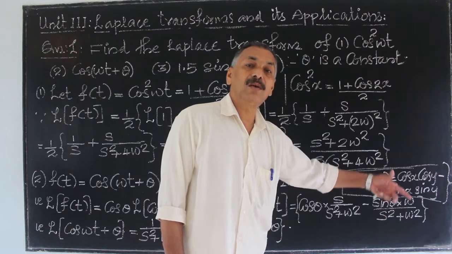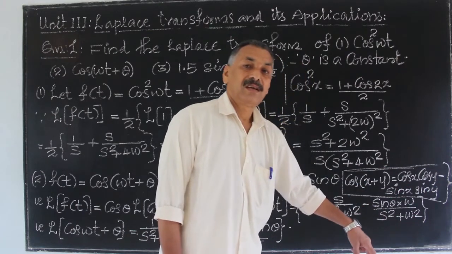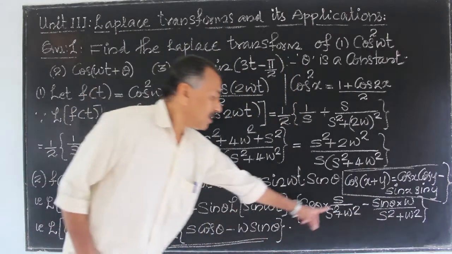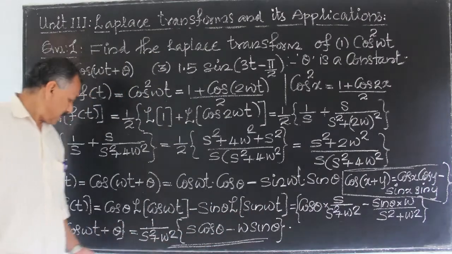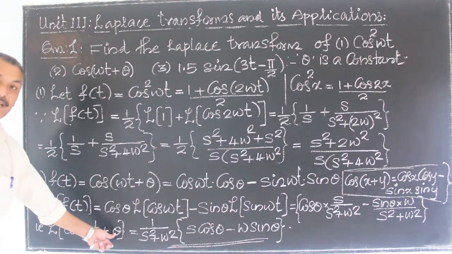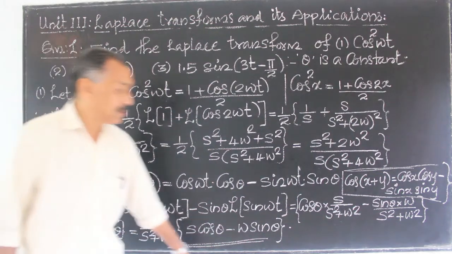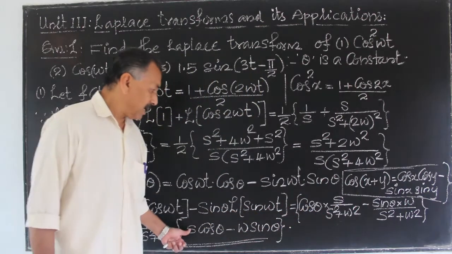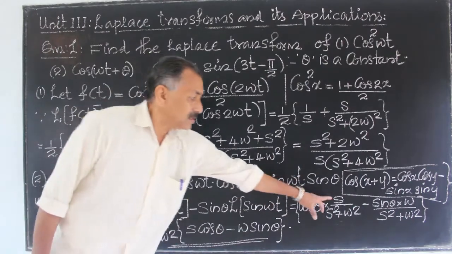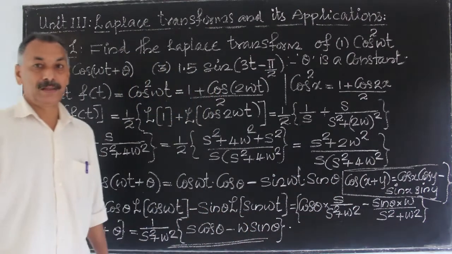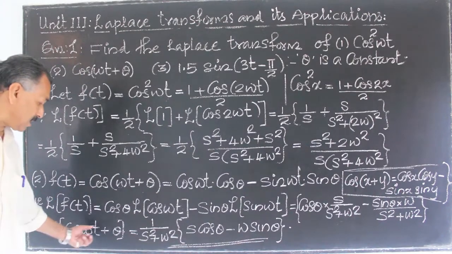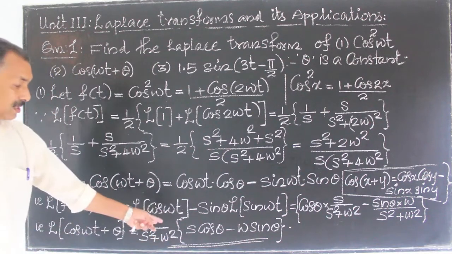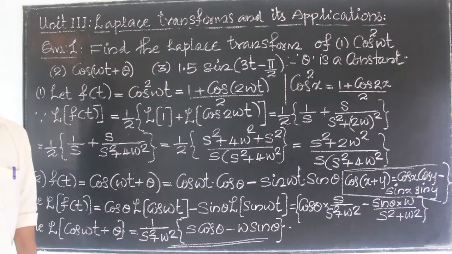L of sin a t is equal to a divided by s square plus a square. Now L of cos omega t is equal to s divided by s square plus omega square. Take 1 divided by s square plus omega square outside. That is equal to L of cos(omega t plus theta) is equal to 1 divided by s square plus omega square into s cos theta minus omega into sin theta. That is Laplace transform of cos(omega t plus theta) is equal to 1 divided by s square plus omega square into s cos theta minus omega sin theta.